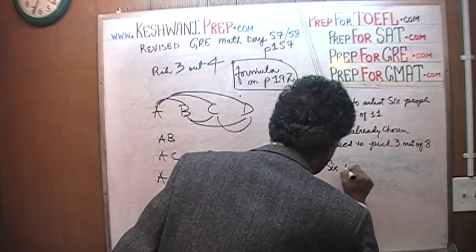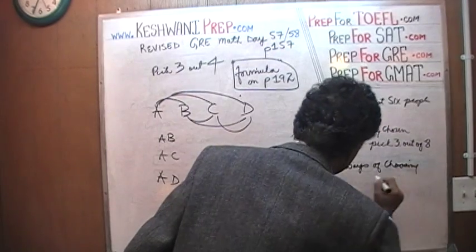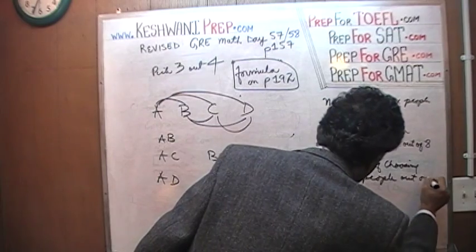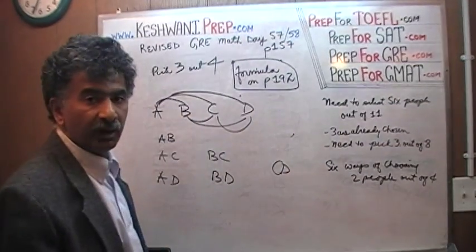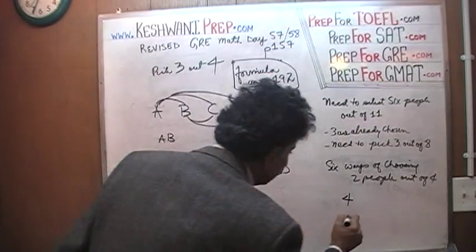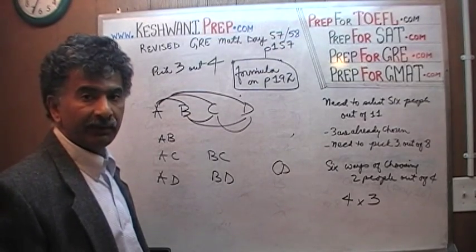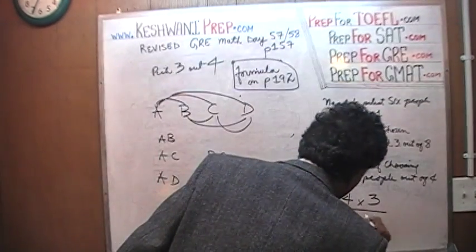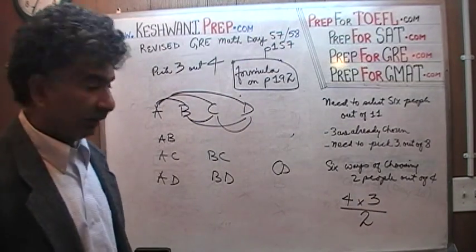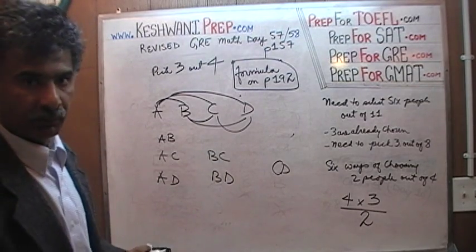6 ways of choosing 2 people out of 4. And the reason is this: since we are picking out of 4, there are 4 different ways we can pick the first person. There are 3 different ways we can pick a second person. And because we are having a repetition, we are double counting everything, we need to divide the answer by 2. And of course this one also has a mirror image. But these are the pairs we're going to start out with, and we're going to see what happens when we introduce the third person. Okay?